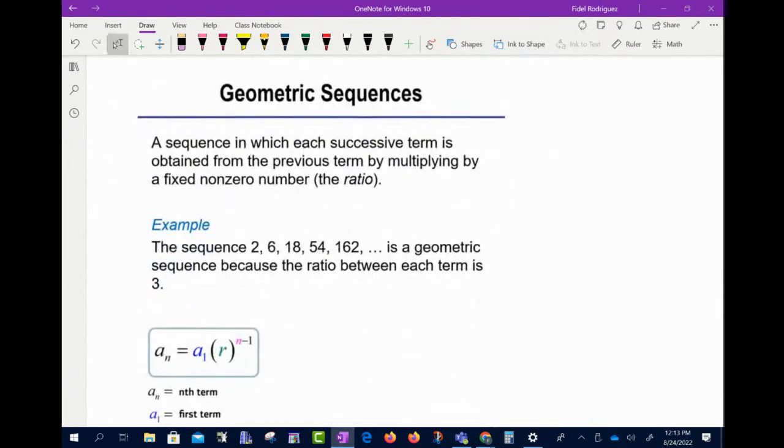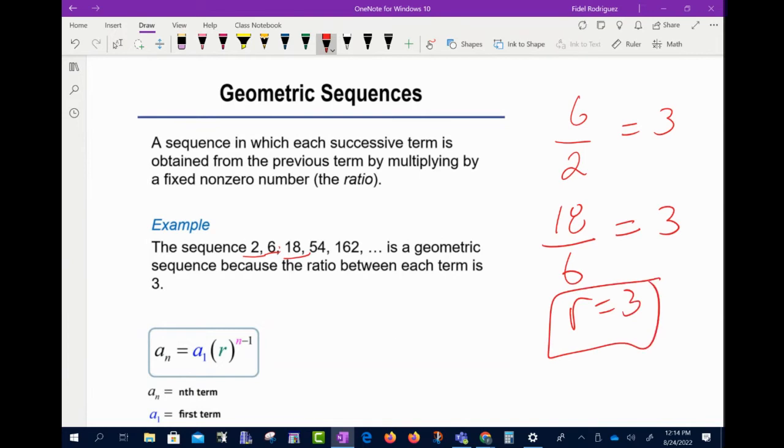All right. So the second type of sequence that we have are these things called geometric sequences, okay? So it says a sequence in which each successive term is obtained from the previous term by multiplying by a fixed non-zero number. Okay, so let's take a look here. It says an example. It says the sequence 2, 6, 18, 54 is a geometric sequence because the ratio between each term is 3. What they mean by that, y'all, is if you were to take the second term, which is 6, and divide it by the first term, which is 2, 6 divided by 2 is going to give me 3. If I were to take 18, which is the third term, and divide it by the one right before it, which is 6, I'm going to get 3. Okay, that's what we call the ratio. And it's going to continue so on and so forth.